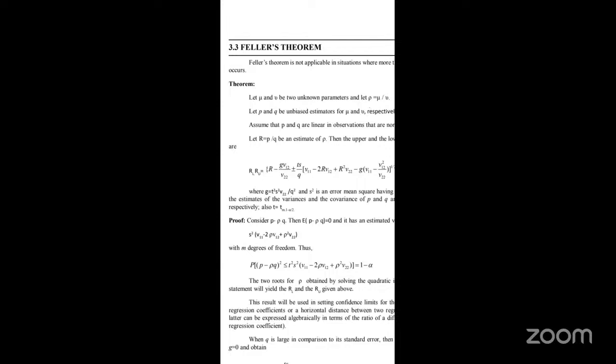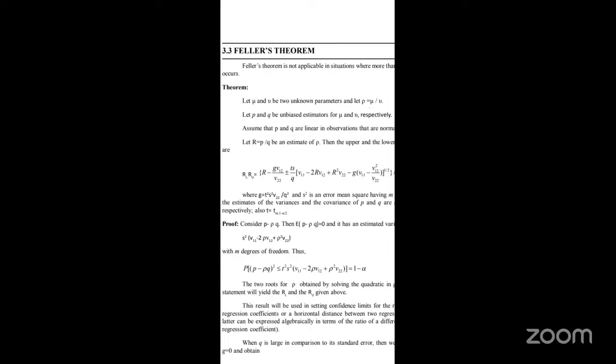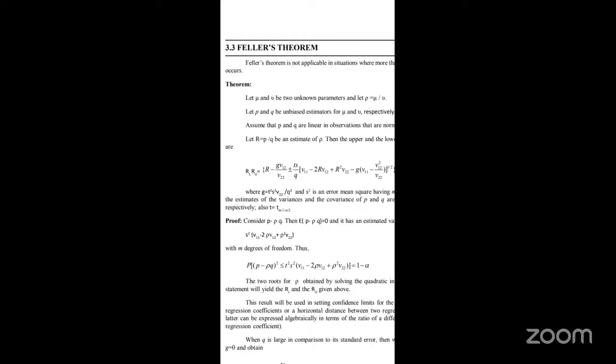Next one is Fieller's theorem. What does Fieller's theorem mean? Fieller's theorem is applicable in situations where only one error mean square occurs. Let mu and v be two unknown parameters. Let rho equal mu by v.